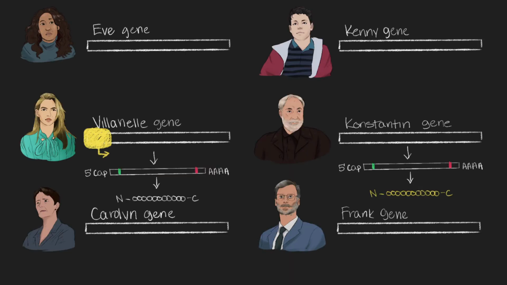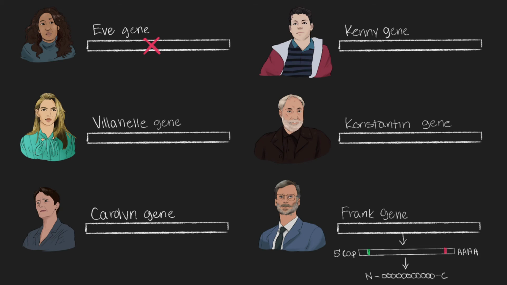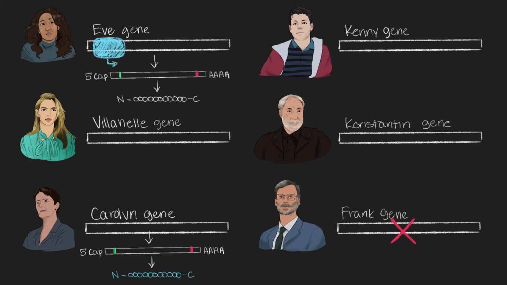First, our Constantine gene stimulates transcription of the Villanelle gene by giving her money and assassination targets. Our Eve gene will prevent transcription of our Villanelle gene. However, before this happens, the Frank gene inhibits her by firing her from the investigation. However, the Carolyn gene then comes in and stimulates transcription of the Eve gene.